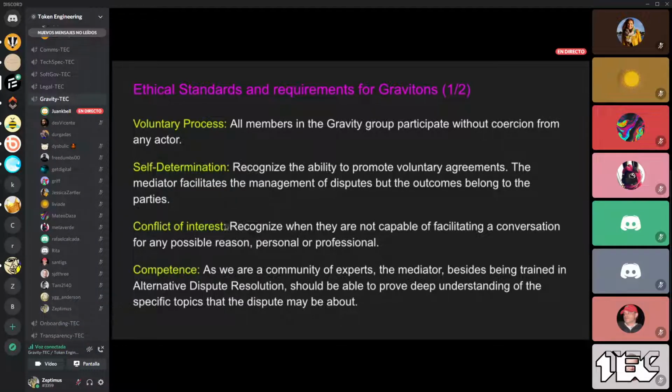It's really important to recognize when there is a conflict of interest, and it would be normal if a graviton says, I am not capable of facilitating a conversation at this moment because the parties are hyper aroused, and maybe I will give some time to this issue, so that the conflict that is happening right now can ease a little bit, so that we can have a conversation and a voluntary process of handling the dispute.